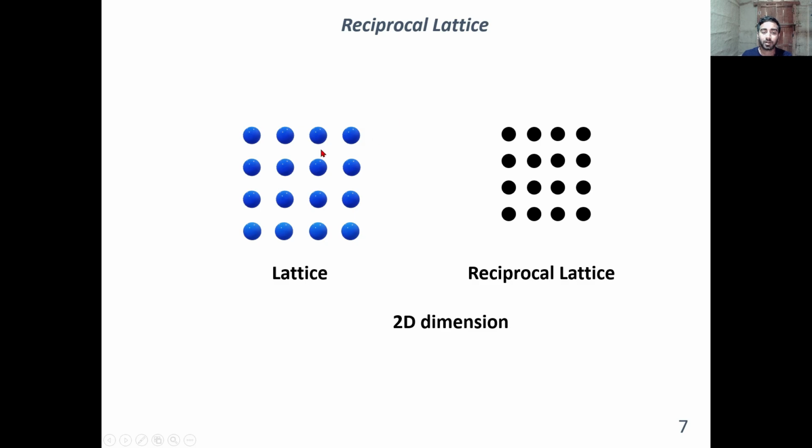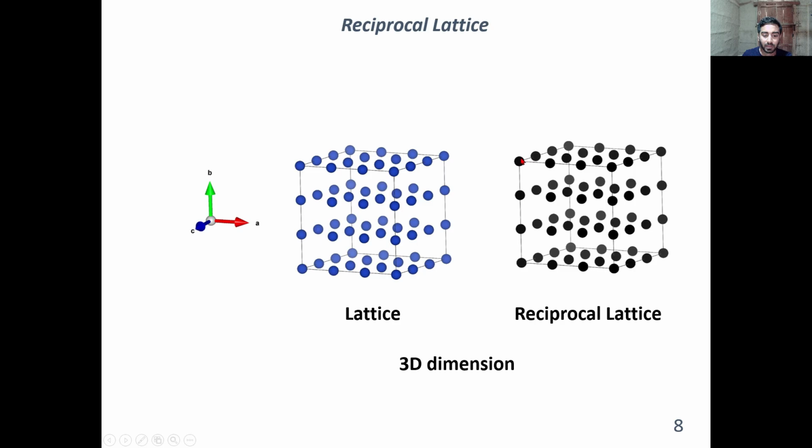Instead of one dimension, what if we consider a two-dimensional lattice? If we consider a two-dimensional lattice, we will also find two-dimensional spots. These are the reciprocal lattice. If we consider three dimensions, we will also find a three-dimensional lattice. These are also the reciprocal lattice. The black one is the reciprocal lattice and the blue one is the real lattice, as you can see.